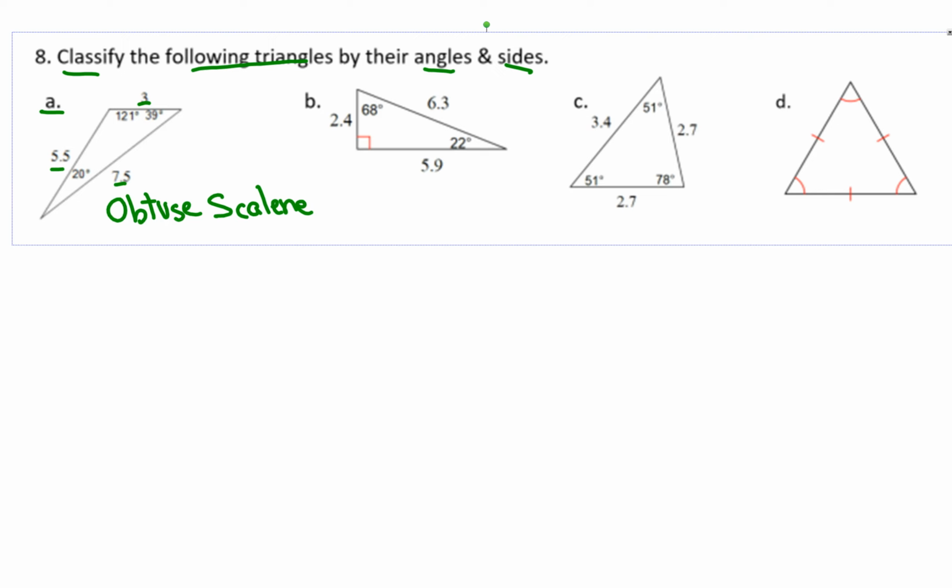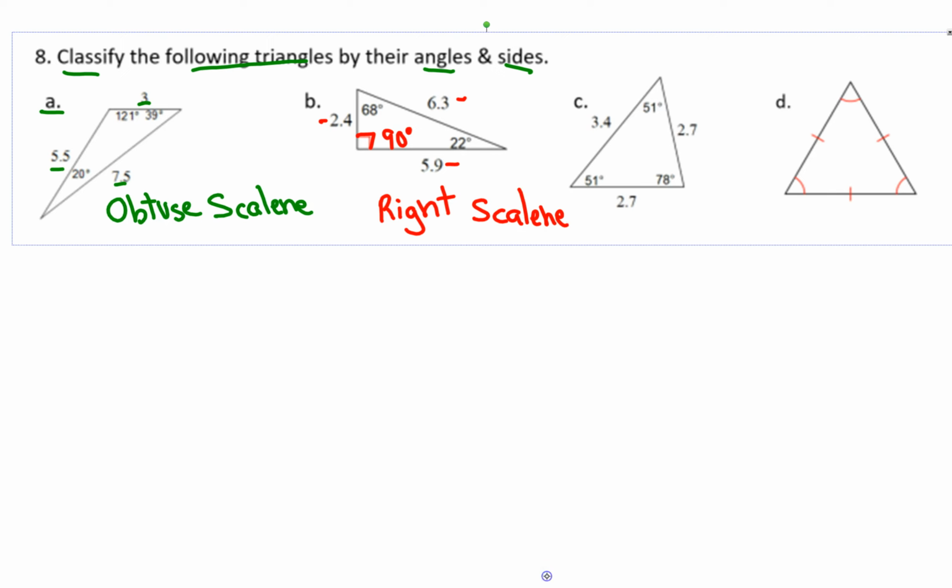For the next one, we're going to do the same thing. Look at all the angles first. We got a 68, a 22, and remember that mark means 90. When it has a 90-degree angle, we call that a right triangle. And if we look at the sides now, we've knocked out the angles, and the sides are all different, so this is a right scalene. Okay, so that's that one.